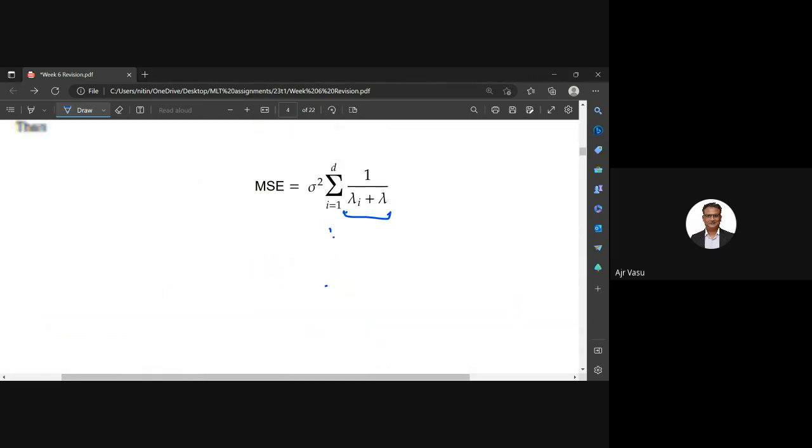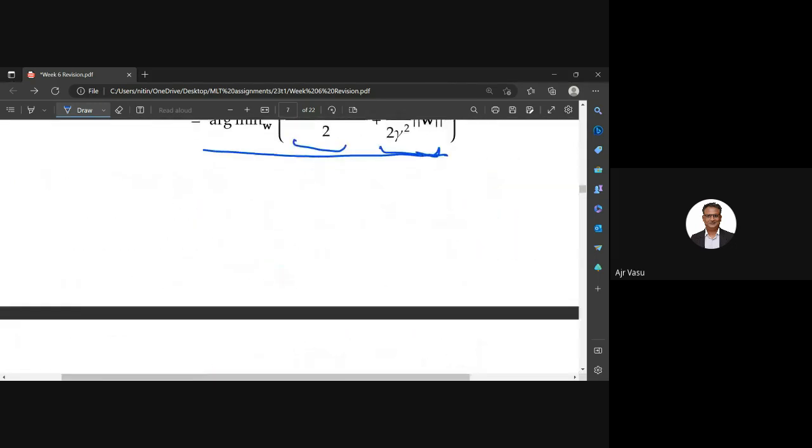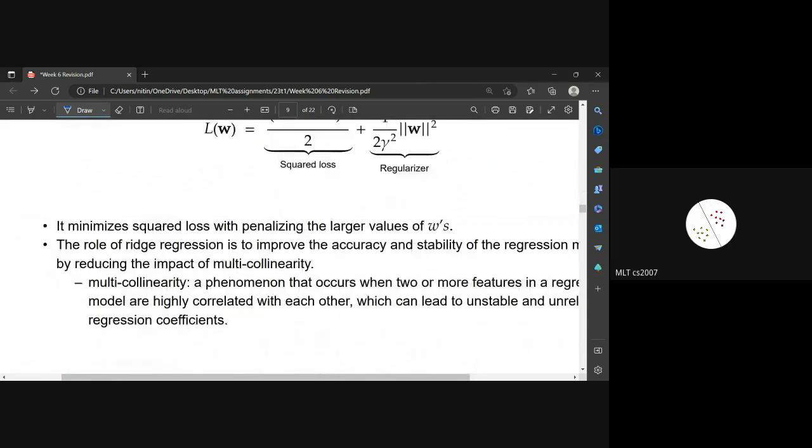Sir, one clarification. This lambda and the eigenvalues have no link, right? They're not connected. No, the lambda and the eigenvalues are not connected. There is no link. I just wanted to clarify.